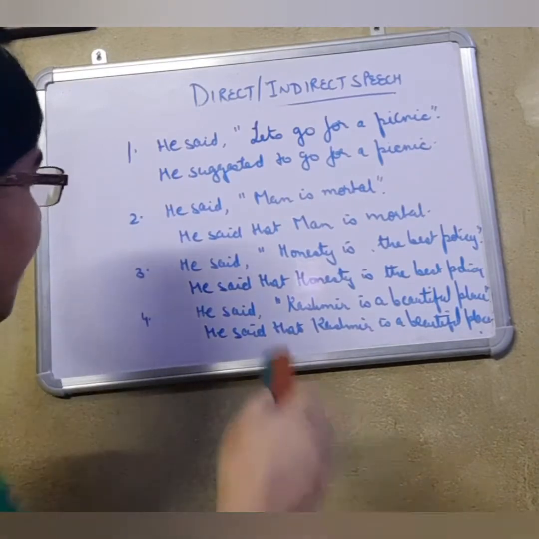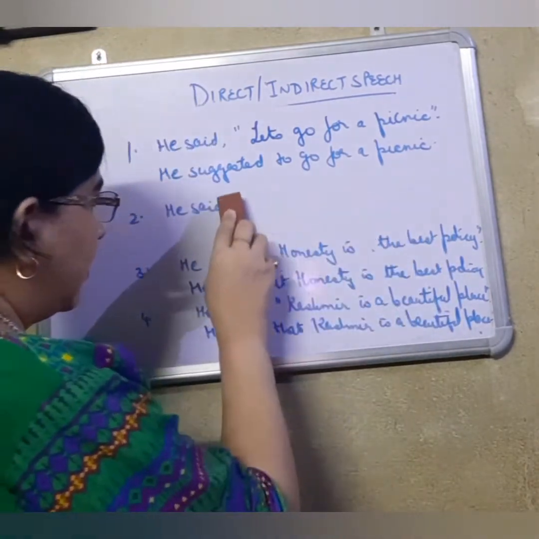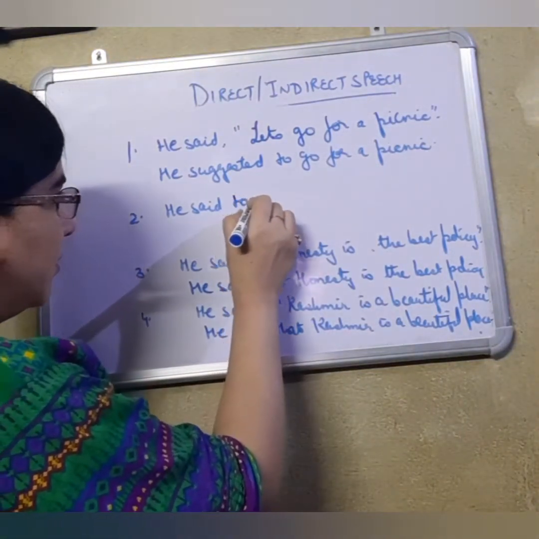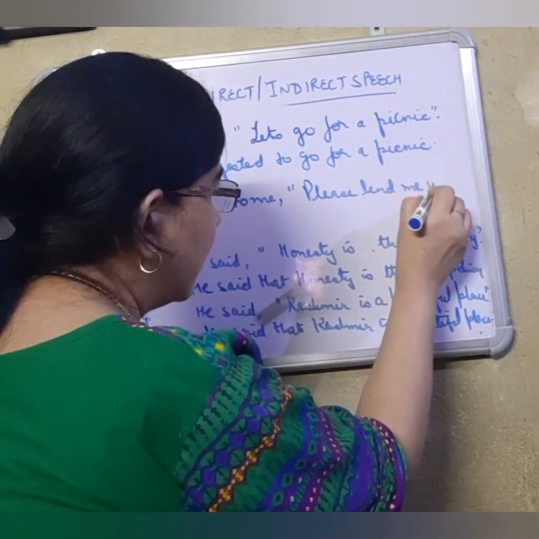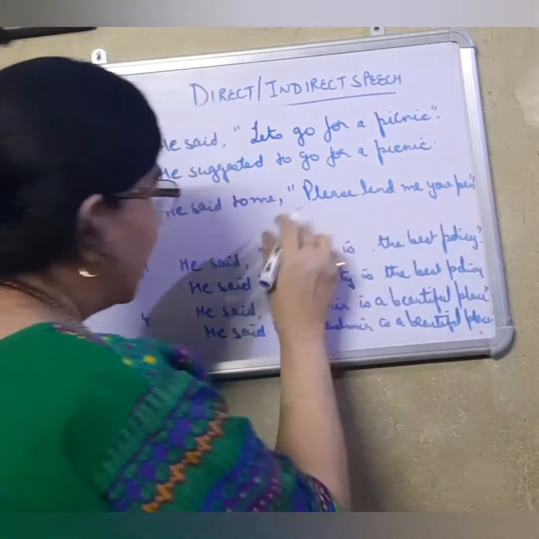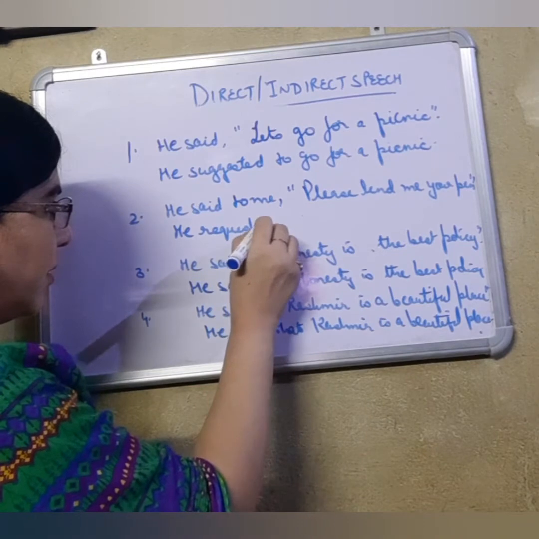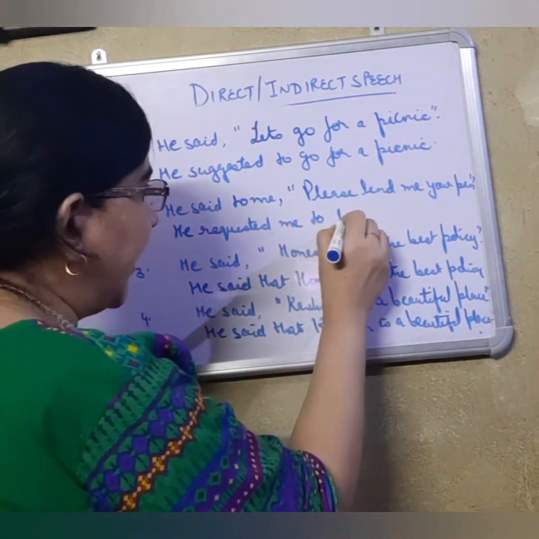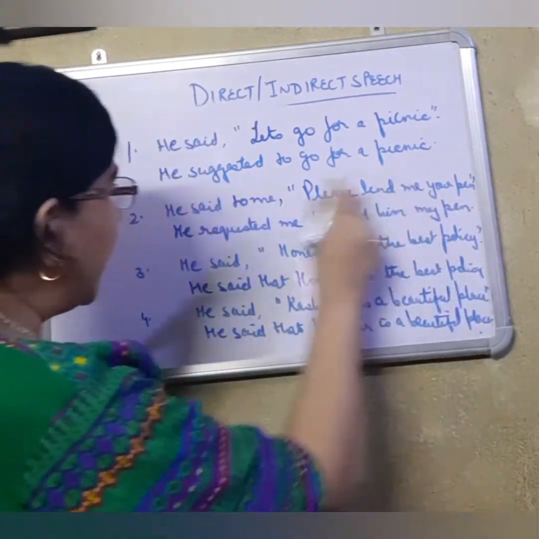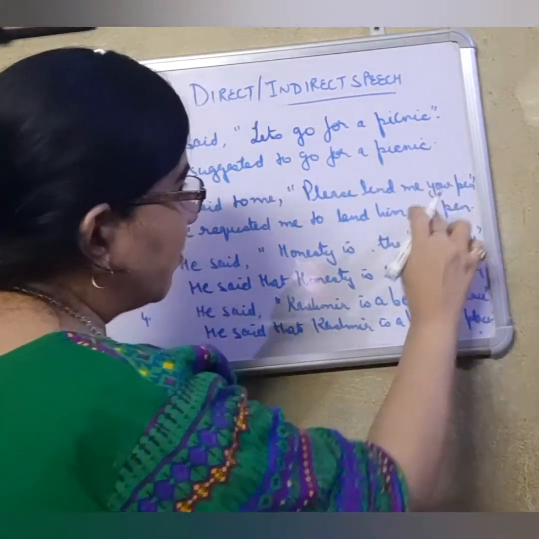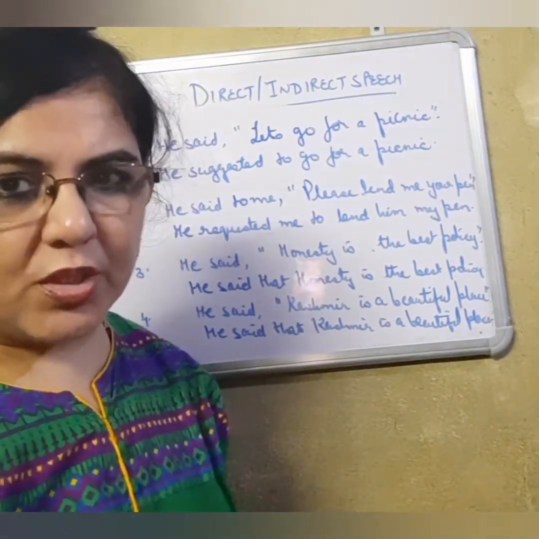Suppose it is that he said, please lend me your pen. So he is requesting you. So you will be writing, he requested me to lend him my pen. Me for he, and your means mine. So he requested me to lend him my pen. Please will be converted into requested.